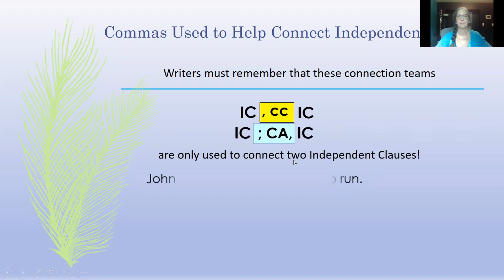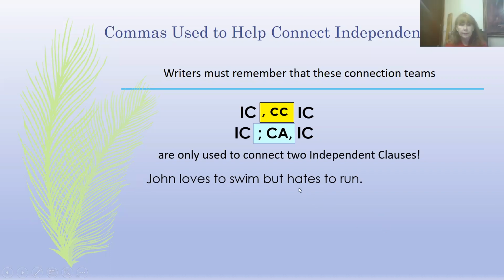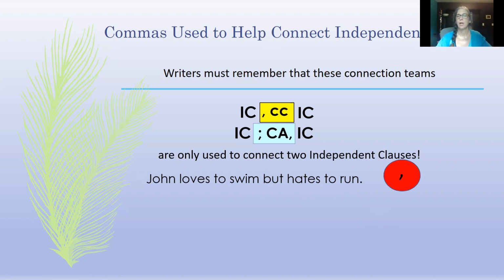Okay. So let's look at this sentence. John loves to swim but hates to run. There's one of our fanboys. Do we need a comma in front of it? Oh, no, but hates to run is not an independent clause. This sentence only has one independent clause. It's got one subject, John, loving one thing and hating one thing. He loves to swim. He hates to run. No comma needed. But now let's reword that sentence.